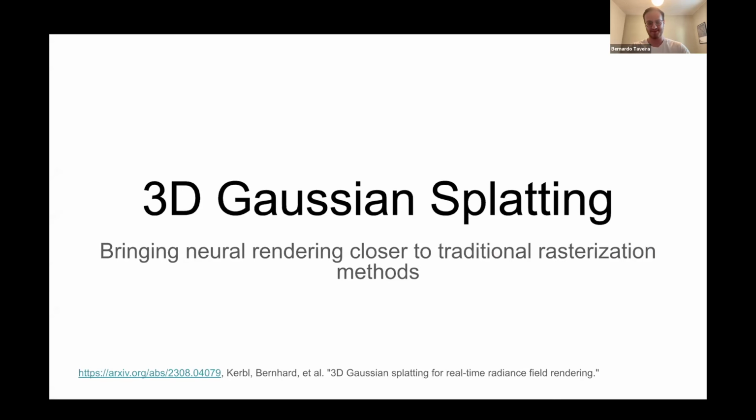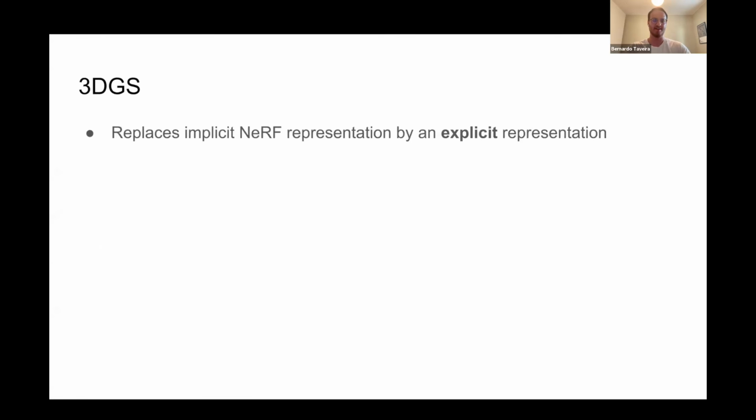So yeah, now comes the fun part, 3D Gaussian splatting. I'll explain a bit overall what it is. It basically replaces the NeRF implicit representation with an explicit representation. As the name indicates, it's Gaussian splatting, so it's like projecting 3D Gaussians into a 2D image.